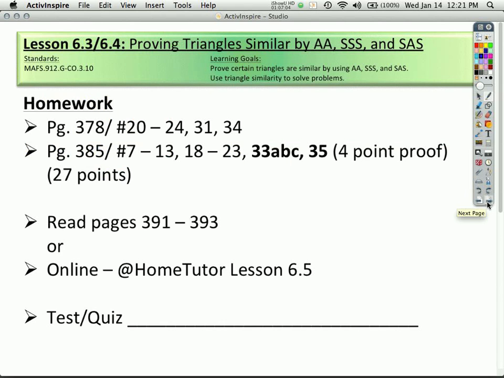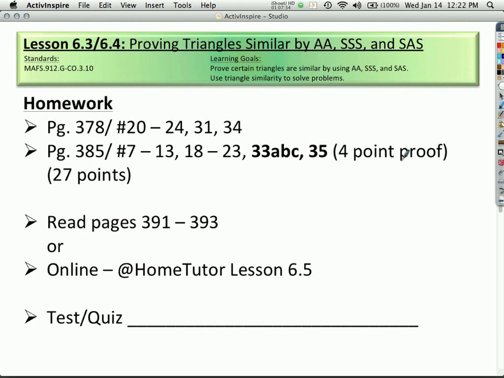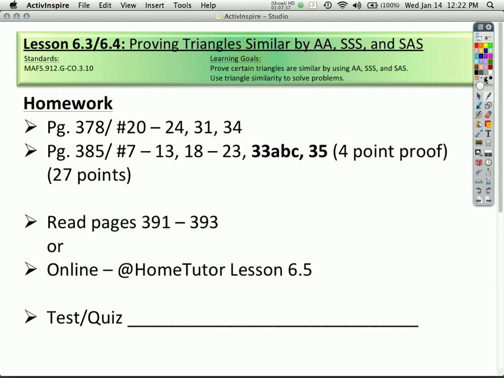Your homework is on 2 different pages because we did 2 different sections. On page 378, you're going to do numbers 20 to 24, numbers 31 and 34. 31 and 34, not optional. Page 385, you're doing numbers 7 through 13 and 18 to 23. 33, A, B, and C, and 35 is a 4-point proof. Total, this is 27 points, and that's 3 points there and 4 points here. Then read the next section or do the at-home tutor, and you will have a quiz next week.